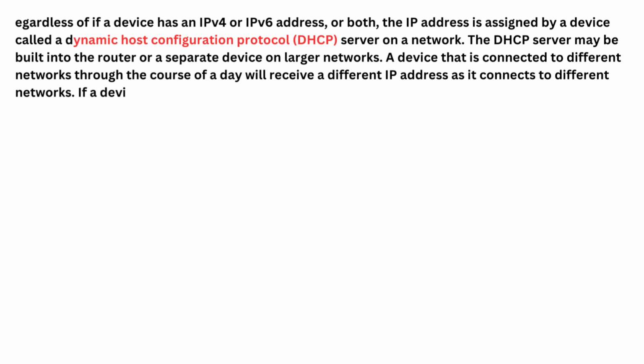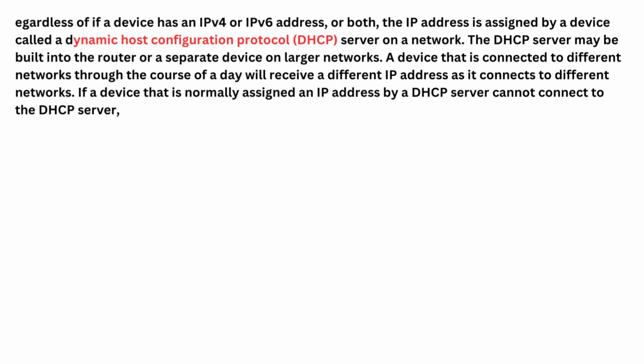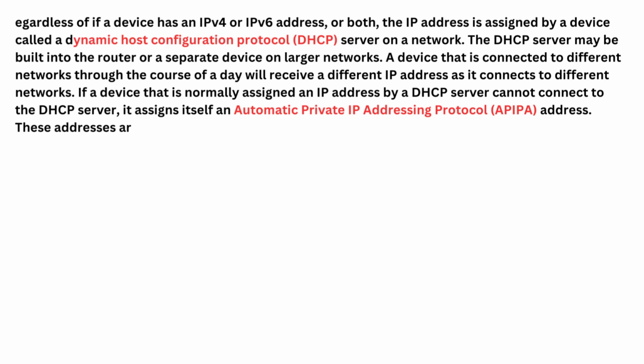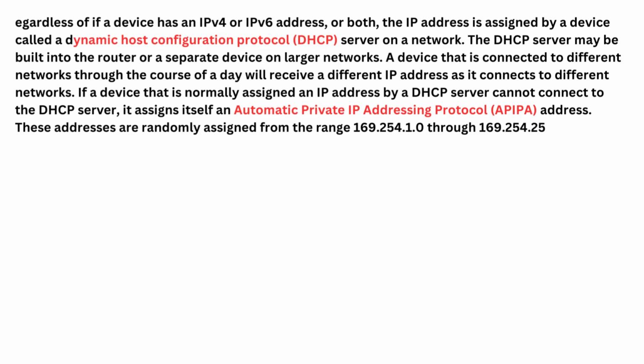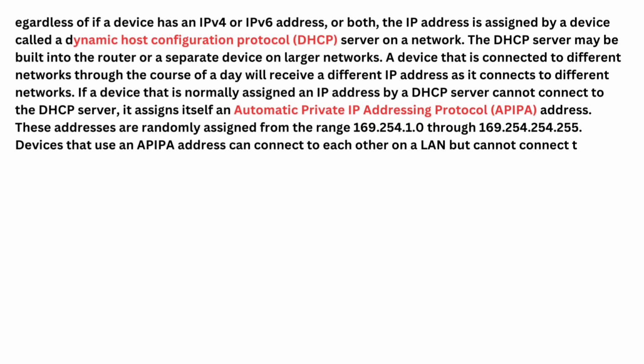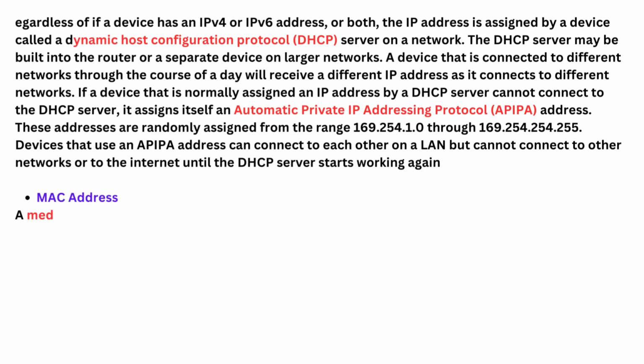If a device that is normally assigned an IP address by a DHCP server cannot connect to the DHCP server, it assigns itself an automatic private IP addressing protocol, APIPA, address. These addresses are randomly assigned from the range 169.254.1.0 through 169.254.254.255. Devices that use an APIPA address can connect to each other on a LAN but cannot connect to other networks or to the internet until the DHCP server starts working again.